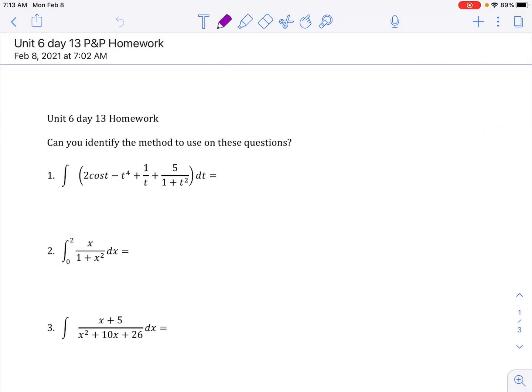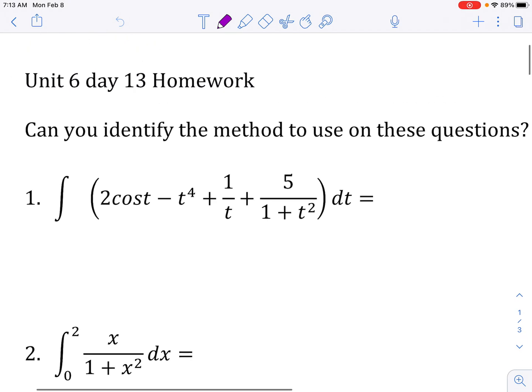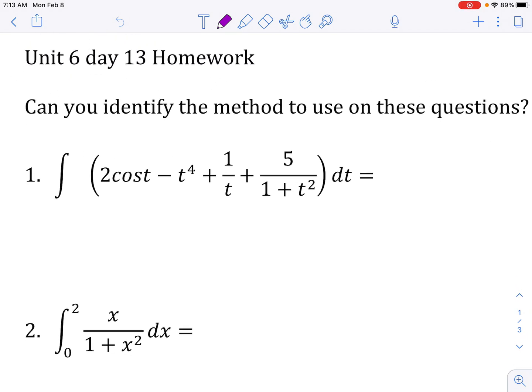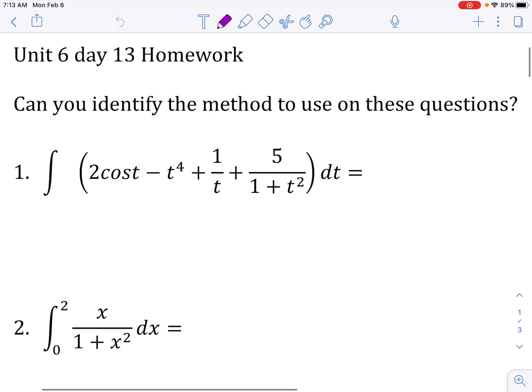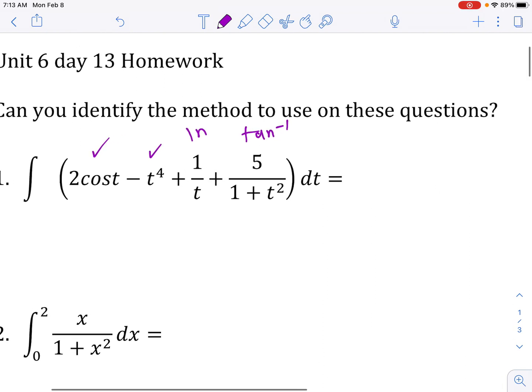Let's look at this first question here. We want the antiderivative of 2 cosine t minus t to the fourth plus 1 over t plus 5 over the quantity 1 plus t squared. So just a few things. These should be pretty straightforward. This is going to be a natural log. This is going to be an inverse tan. So just to kind of scan that and show you what each one is.